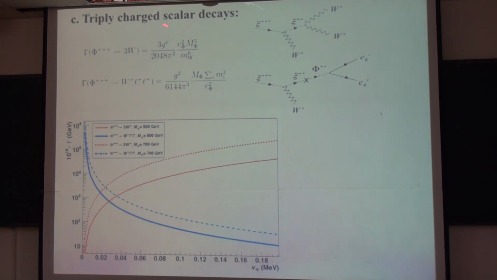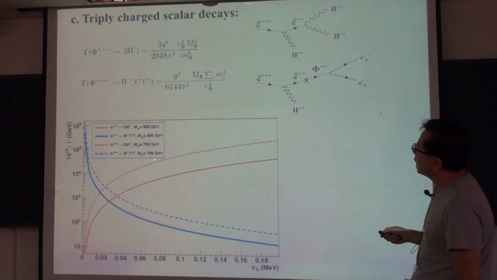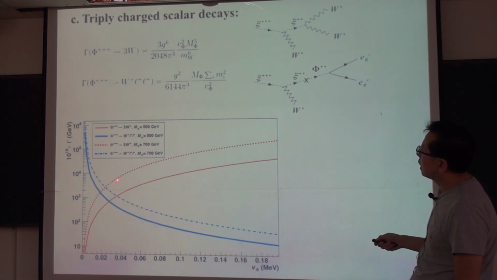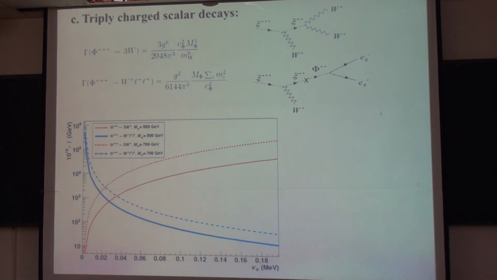And in this model, if n equals 5, there will be a triplet charged scalar decay. A typical diagram is the triplet decaying to 3W, which has this decay rate, and this triplet charged scalar also decays to 1W with a same-sign lepton. So this is the prediction for the decay rate in terms of the mass. We have put in red to represent 3W, and blue is 1W to dilepton. This is for different sets of parameters.